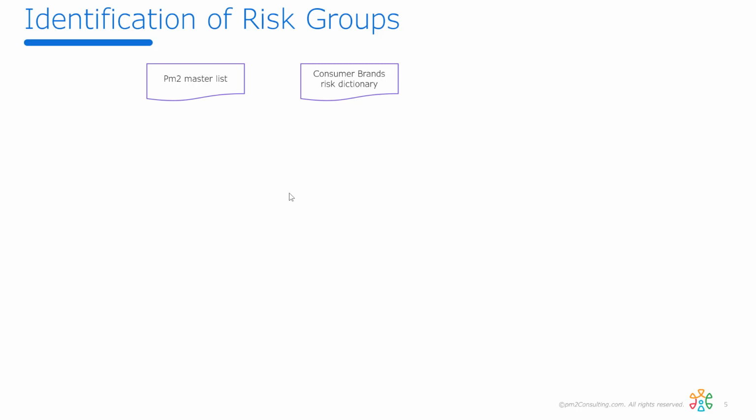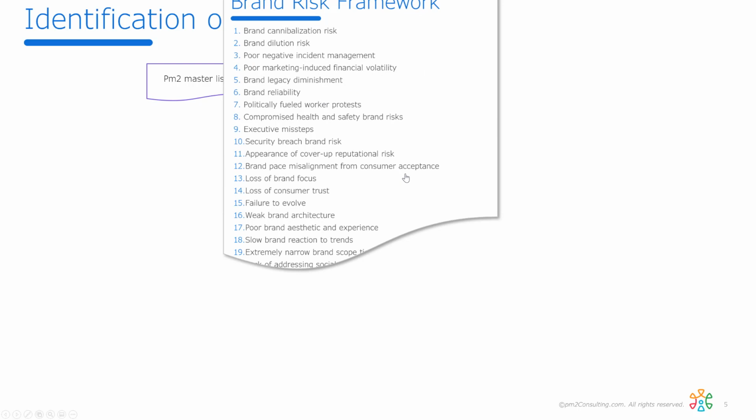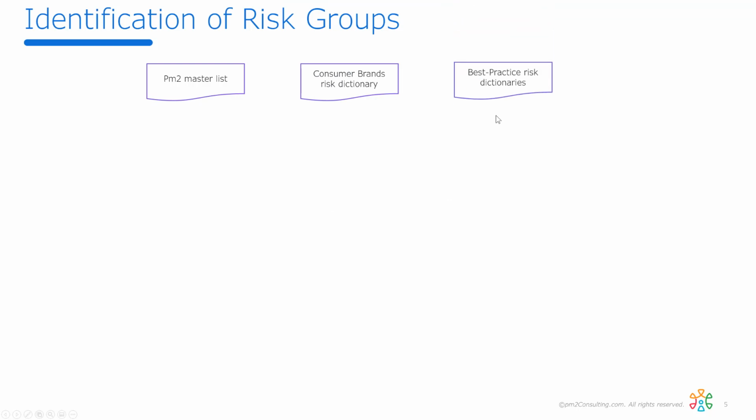The second source we can go to is a consumer brands risk dictionary. So again, within the consumer brands area, we've done a lot of work and research to develop a list of what are the common risks and risk categories that we see. This list of a couple of hundred are, again, another source. And then the third source is just best practice dictionaries like COSO and so forth.